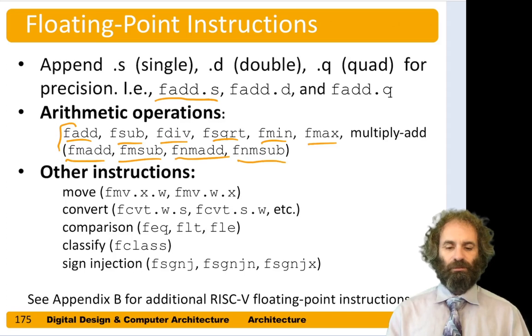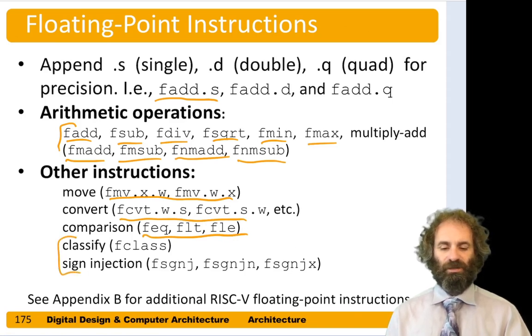There are also floating point move instructions to move between two different precisions. So for instance, you could convert a double precision number to a single precision. Conversion there as well. Comparison, to compare the values of floating point numbers, and various things to deal with classification and sign injection of the numbers.